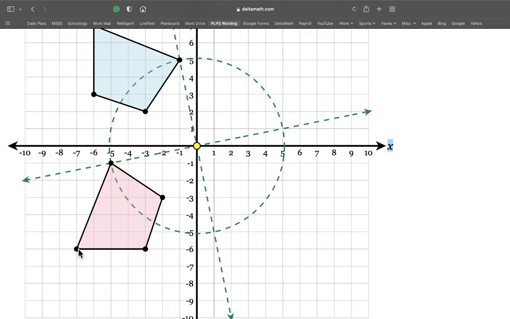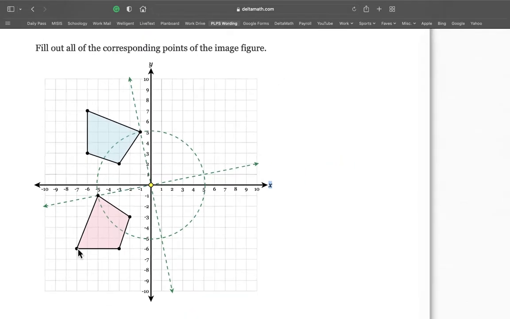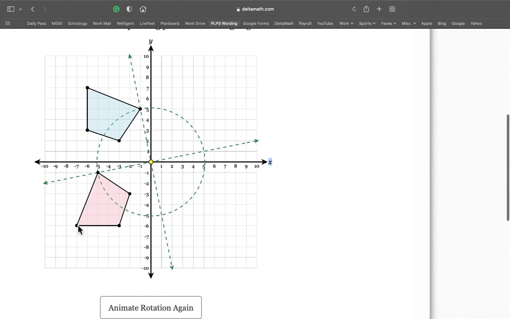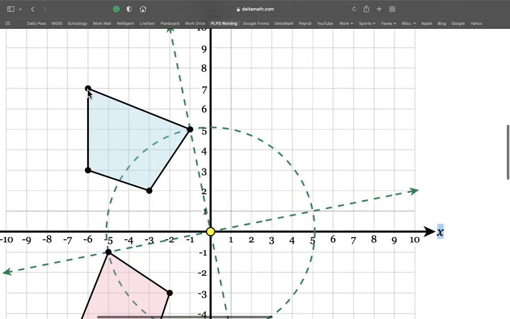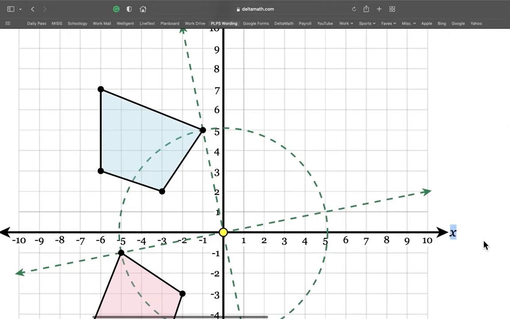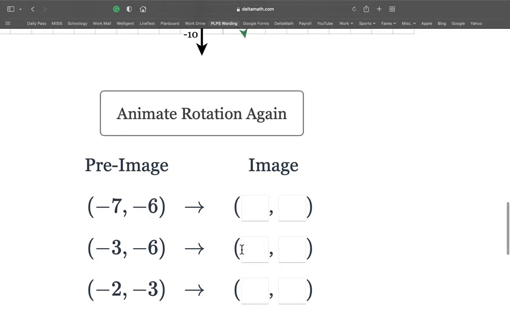So I want to see, where did this point move? Where did this point go when I rotated it? So everybody keep your eye on this point here and see where it goes. It goes right up there. Look at that. So my new point here, remember, x is first. See, x is highlighted. So my new point is -6, +7. How about that? So let's write that down here. Negative 6 and positive 7.